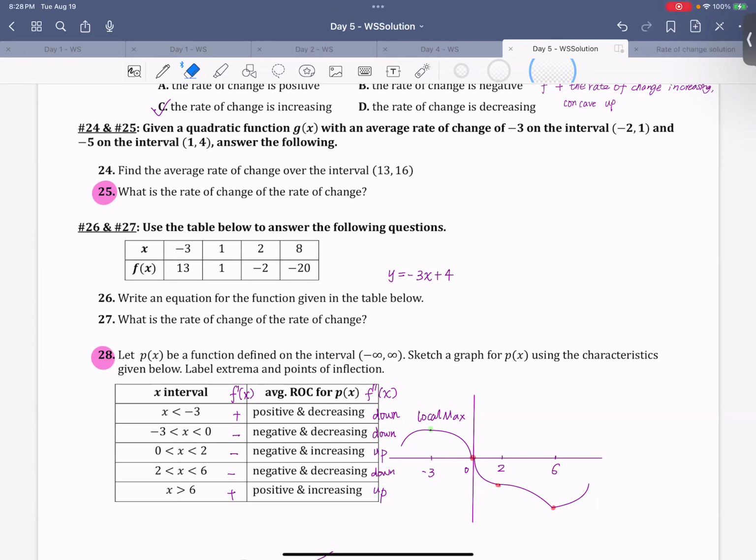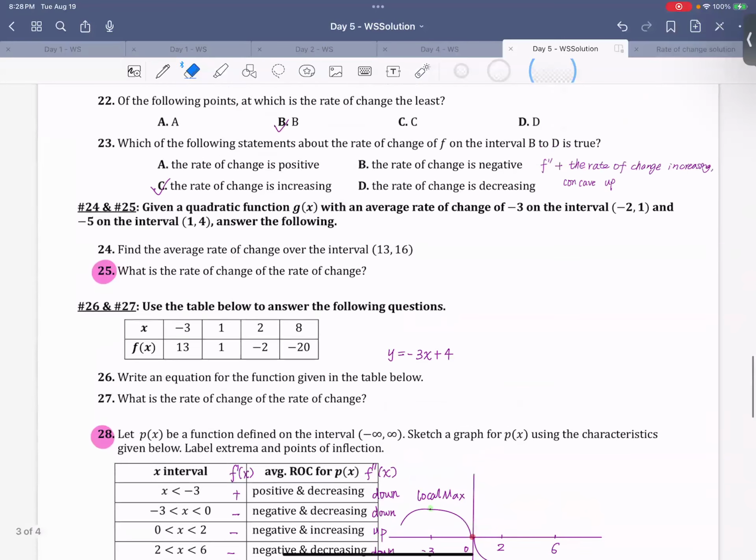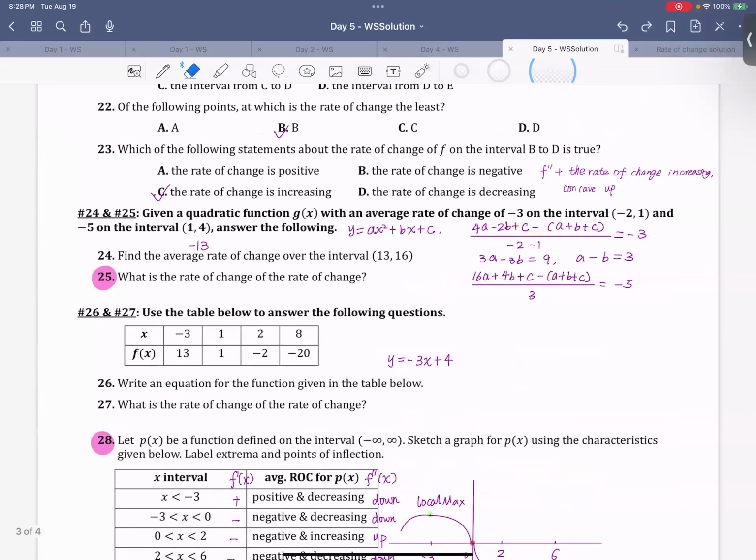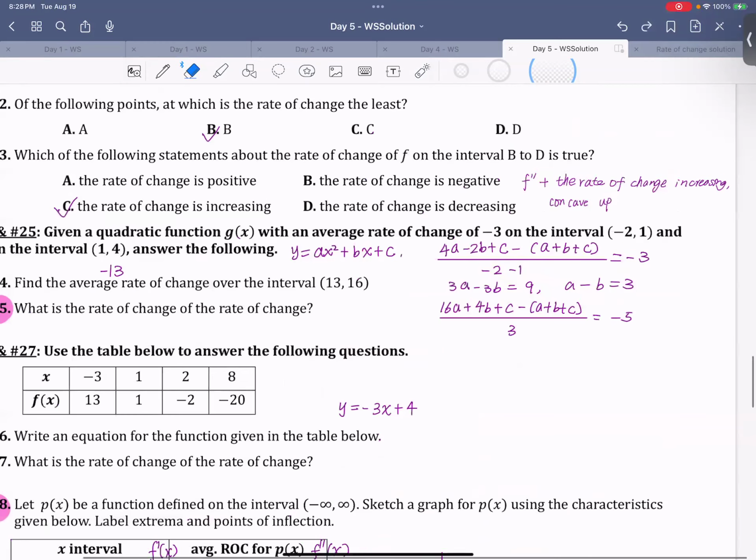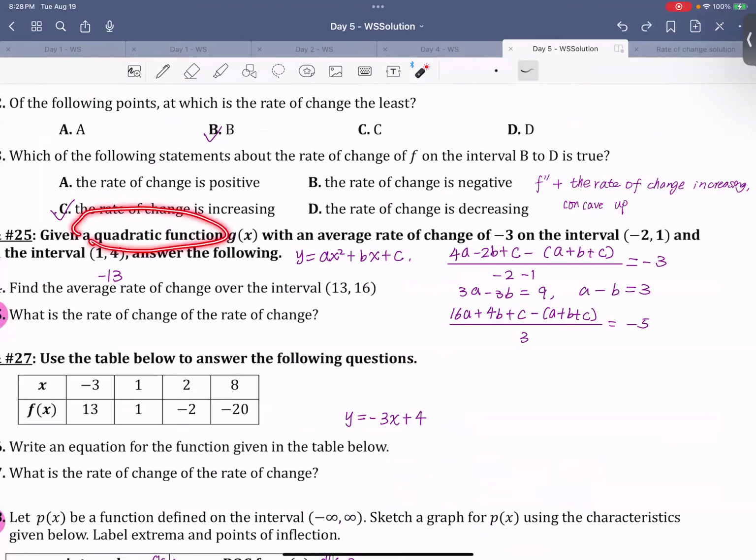Why does this one take so long? Do you get stuck with a and b? You have a function. They told you it's a quadratic. It's a quadratic. You have ax squared plus bx plus c. You don't have the a, b, c values yet. But they told you on the interval.